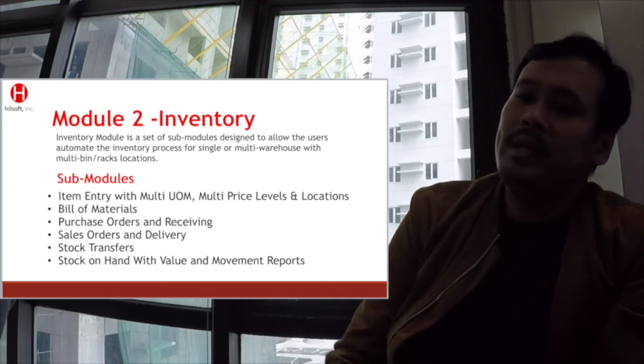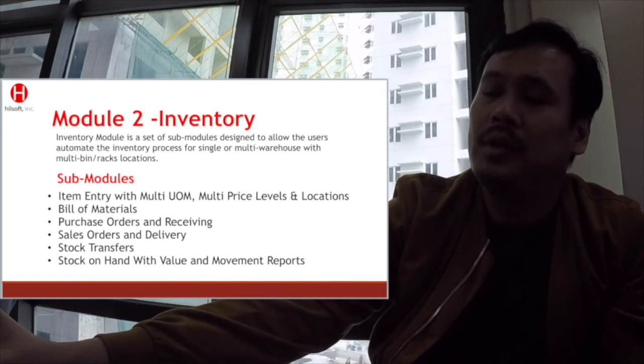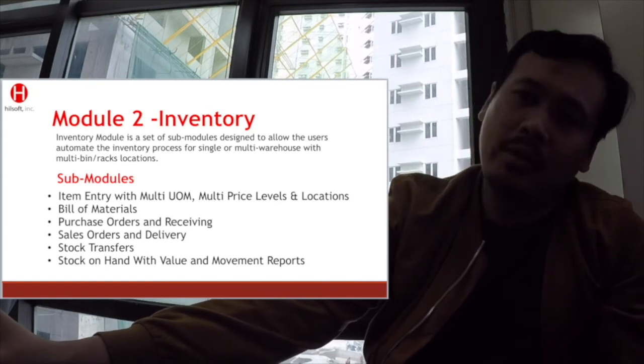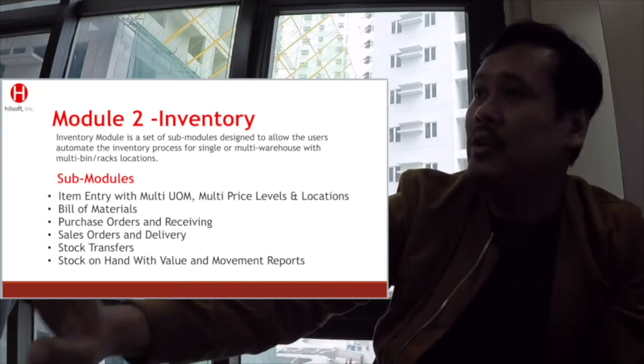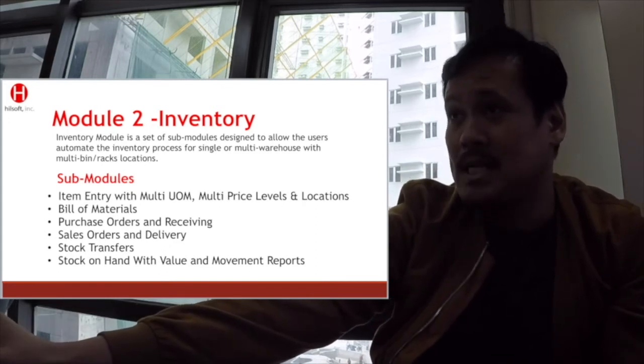Okay. So basic information that you need would be, of course, the unit of measure. If it's a finished goods or item you sell, the price level. Do you know what the price level is? You know?